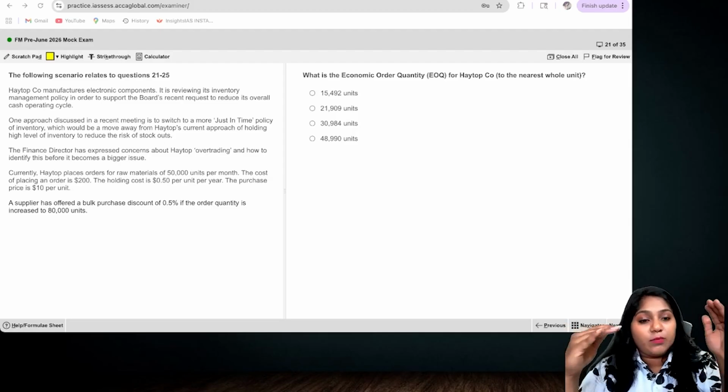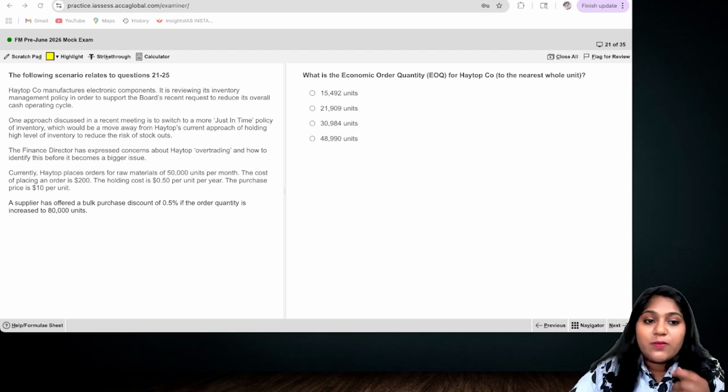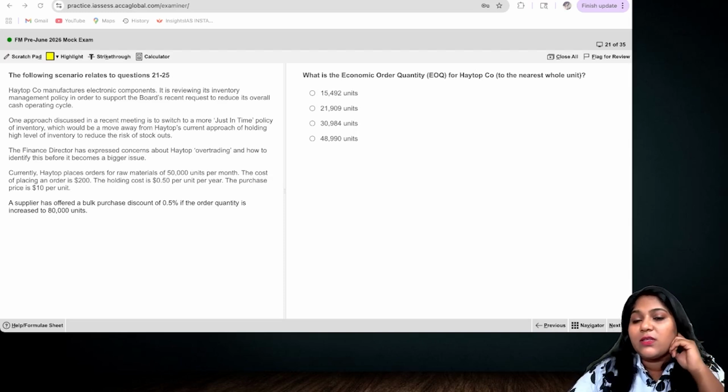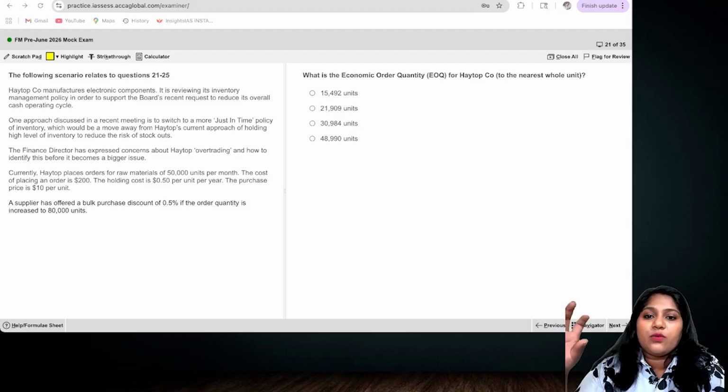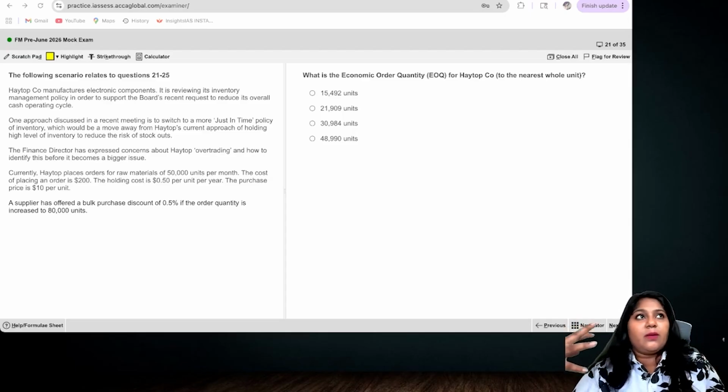Of course, JIT is something where I want to keep a low level of inventory so that there is less holding cost. But it might also have a risk of stock out. And the finance director has expressed concern about Hatop overtrading and how to identify this before it becomes a bigger issue. Currently, Hatop places orders for raw materials of 50,000 units per month. The cost of placing an order is $200. The holding cost is 0.5 per unit. The purchase price is $10 per unit. And the supplier has also offered a bulk discount. So I'm sure there could be a question about the bulk discount. I'm sure there could be a question about a lot of factors now.